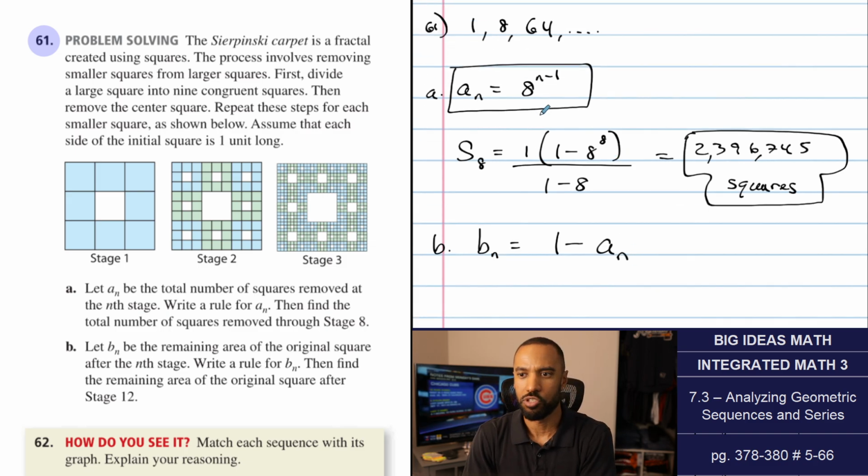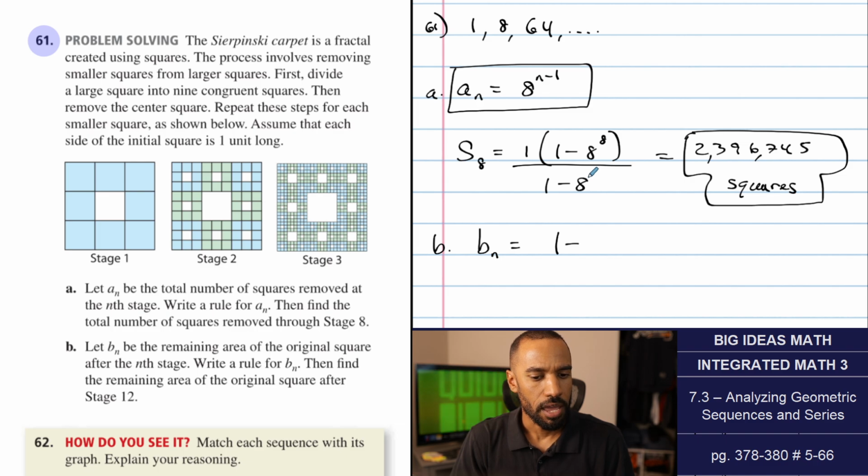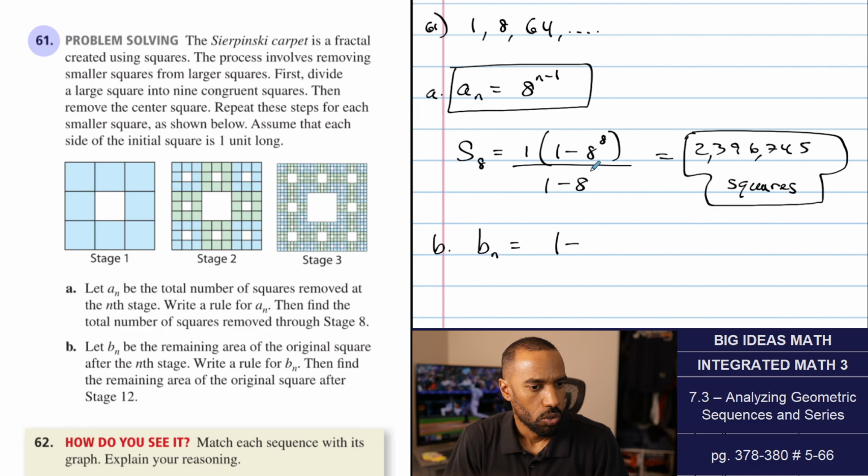Well, this was the number of squares removed. I take it back, A sub n isn't about area. A sub n is about the number of squares removed. So if we are subtracting, let me think about this. We're subtracting areas that add onto each other.